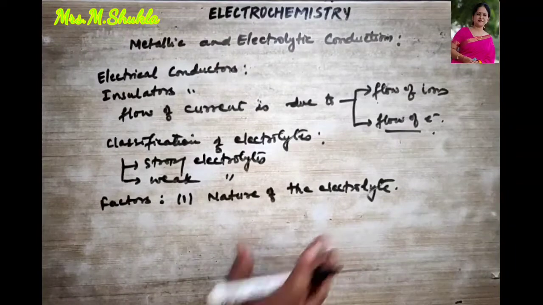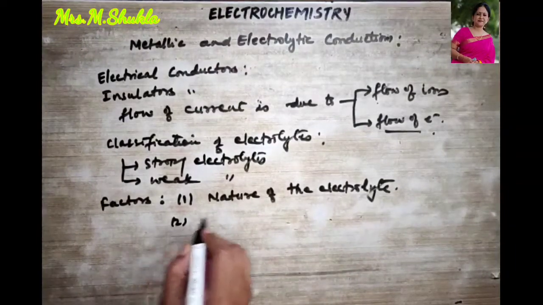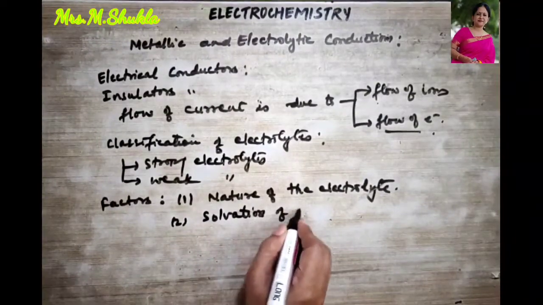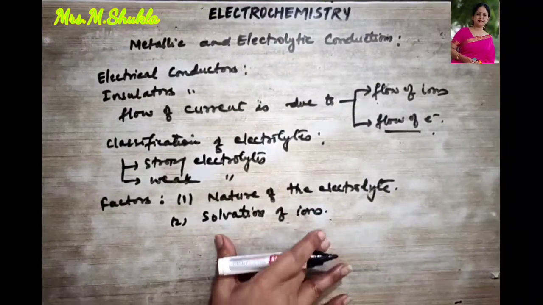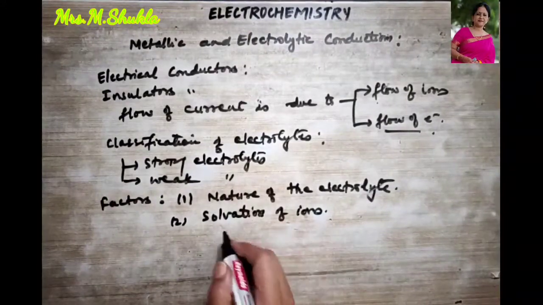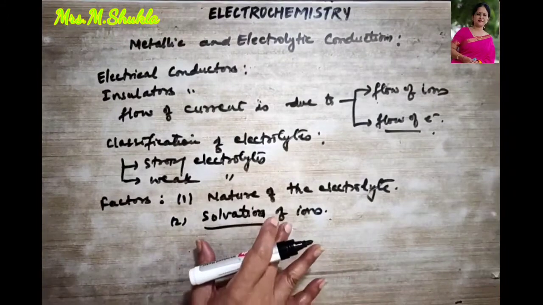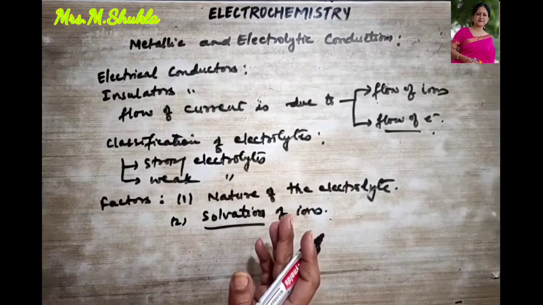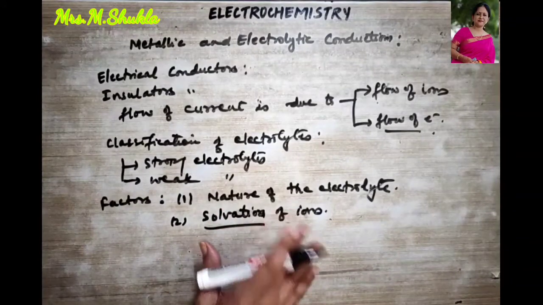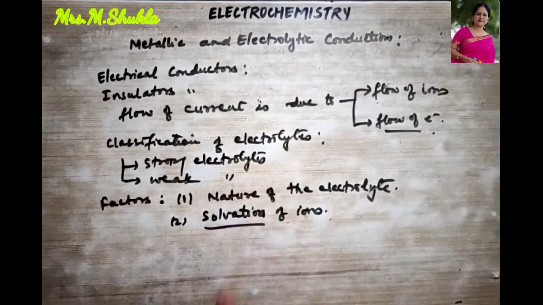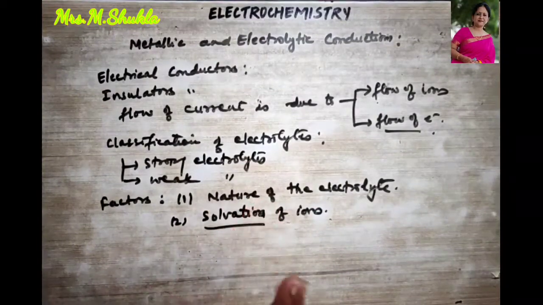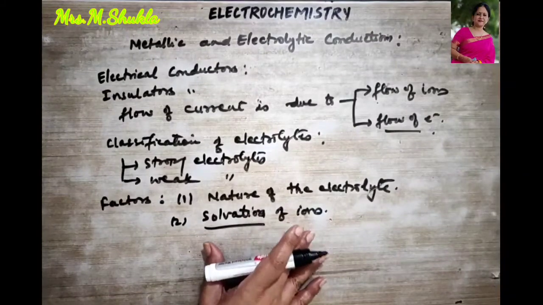Right? Now let's talk about the next important point. The next factor is solvation of ions. What do we mean by solvation of ions? That is the solute and the solvent interaction. So over here, the higher the interaction, the greater will be the solvation of the ions, and less current is conducted by the ions. When there is less interaction, less solvation of the ions takes place and more current is conducted by the ions. Clear?